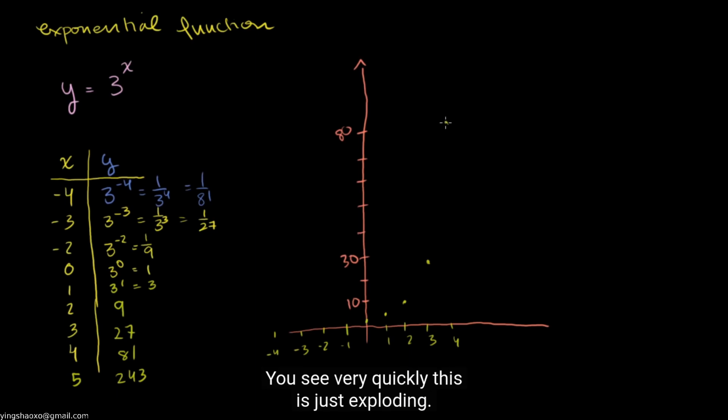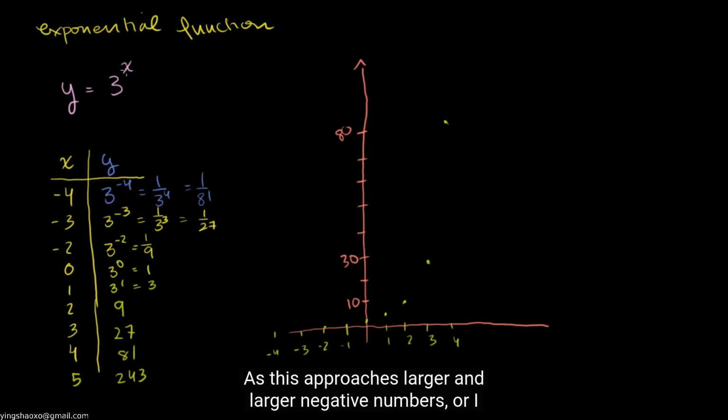So you see very quickly this is just exploding. If I did 5, it'd go to 243, which wouldn't even fit on my screen. When you go to -1, we get smaller and smaller. So at -1, we're at 1/3. I mean, eventually you're not even going to see this. It's going to get closer and closer to 0, as x approaches larger and larger negative numbers, or I guess I should say smaller negative numbers.